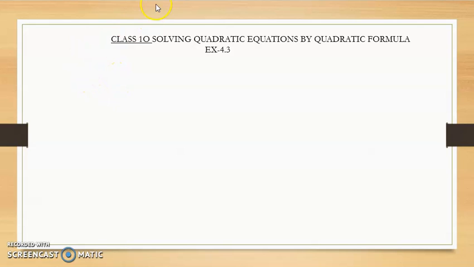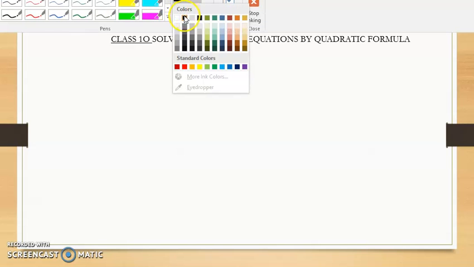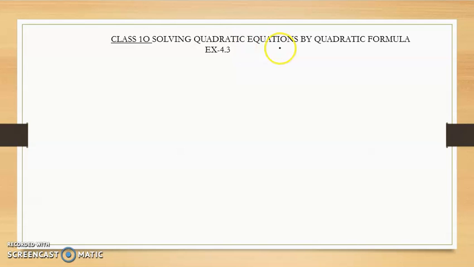Alright students, so we have started exercise 4.3. We will continue with more questions from this, solving quadratic equations by the quadratic formula. In previous exercises we solved by factorization, by splitting the middle term. Now we solve the quadratic equation by the quadratic formula. I explained in the previous video how the quadratic formula is derived and how to use it.